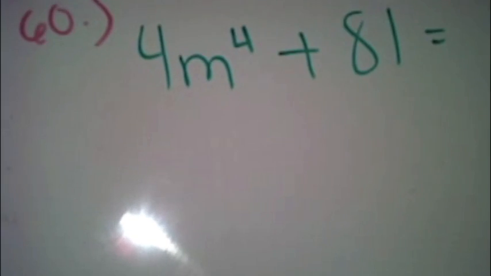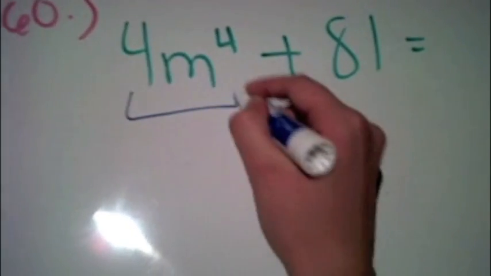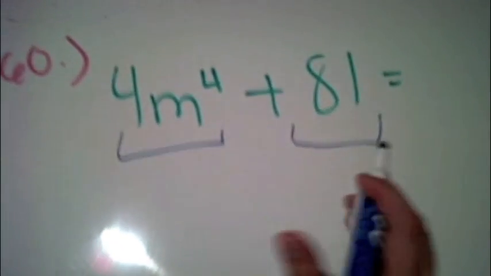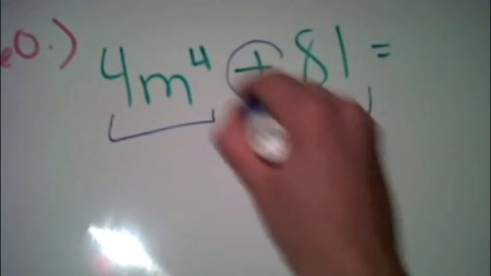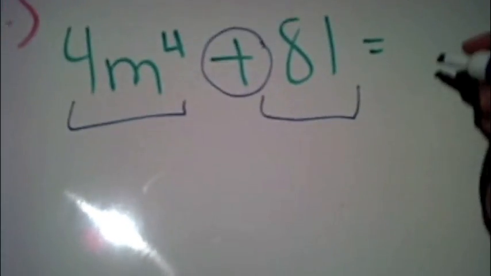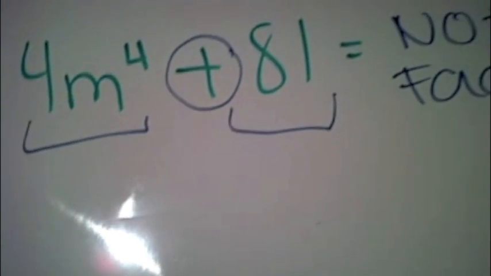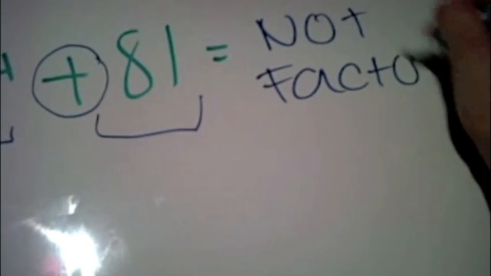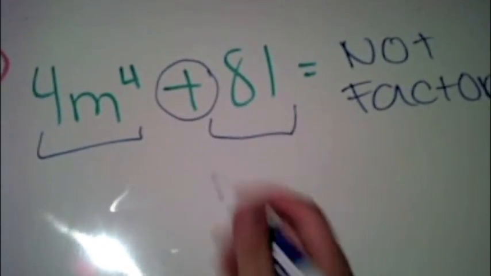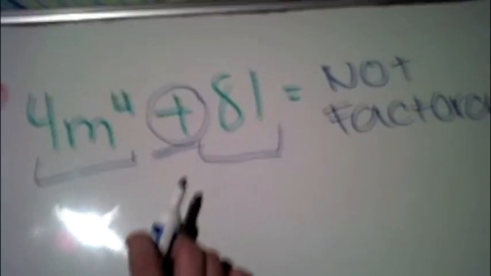We need to factor out this problem, and since it's only two terms, it should be a difference of squares, but since this sign is not a negative, it's not factorable. So this problem is not factorable. If this sign had been a negative, then you could have factored it out.